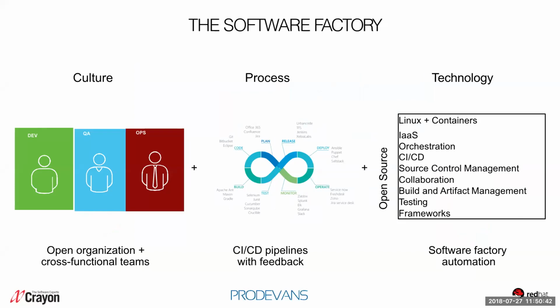So to summarize, what is DevOps? It's a combination of cultural shift, process in continuous integration and continuous delivery with proper tooling, and open source enterprise technology enabled so that the software factory for automation can happen.